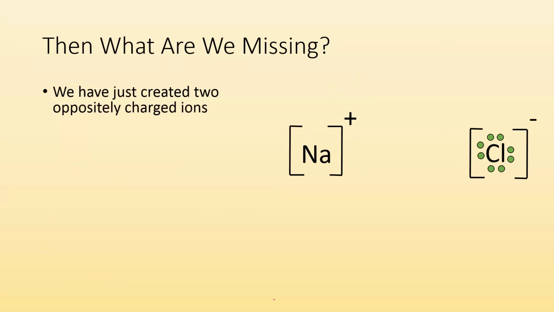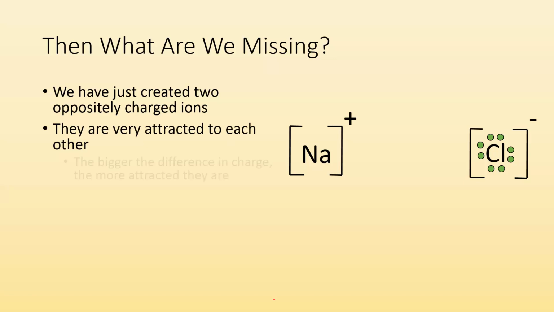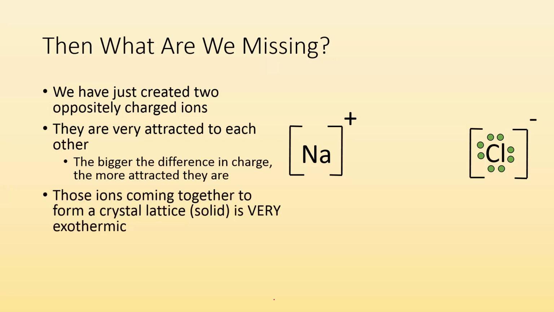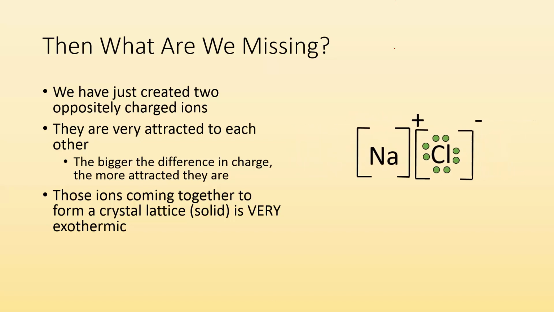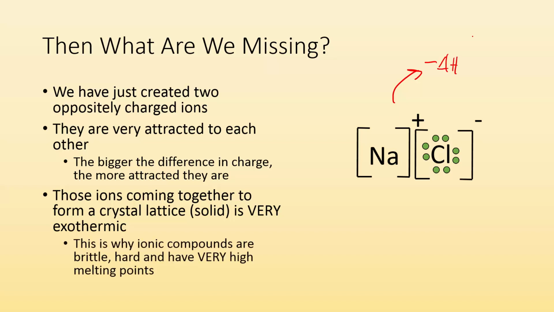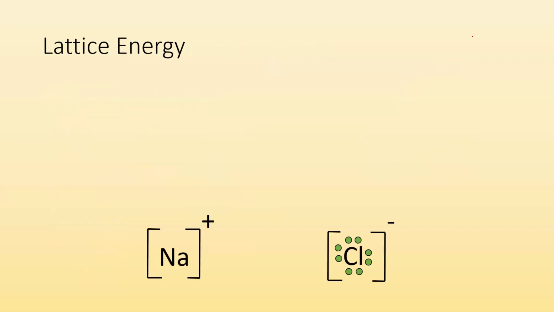So we've just created two oppositely charged ions. They're very attracted to each other. Opposite charges attract. The bigger the difference in charge, the more attracted they are. So these ions coming together to form a crystal lattice or a solid is a very exothermic process. It's like you got these two magnets separated over distance and they're super attracted to each other. When they come together, they're going to give off a lot of energy. So that's going to be a very exothermic process. That process is what we use to figure out what the lattice energy is.